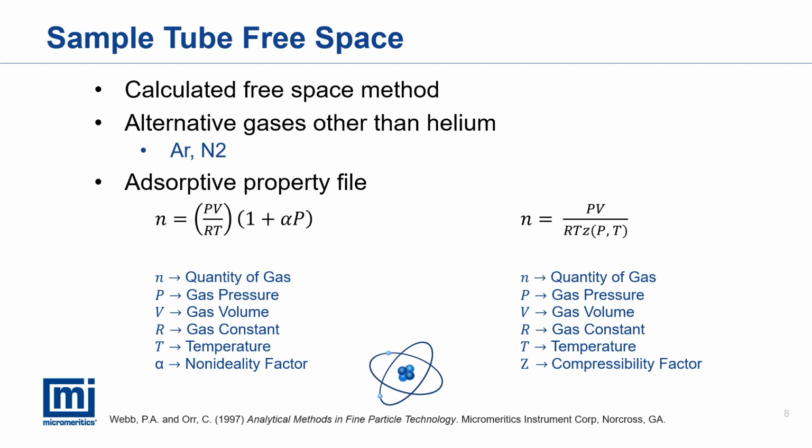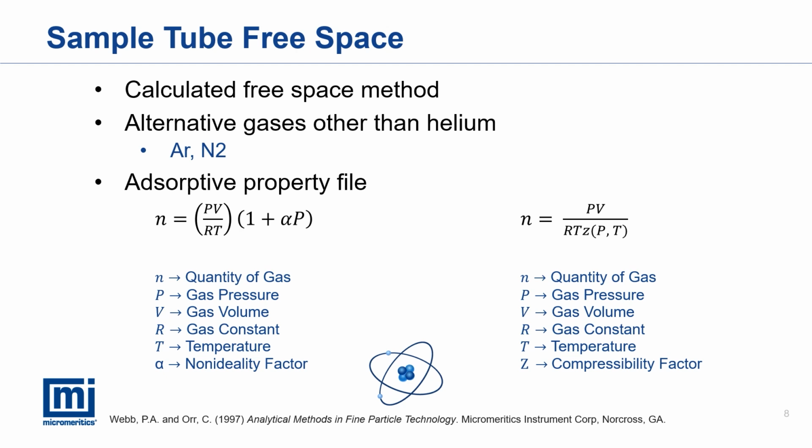With the new feature, the volume of an empty sample tube can be determined using gases other than helium. The default gases offered in the new feature include, but are not limited to, nitrogen and argon. Any gas can be used if its adsorptive properties are known and it does not interact with the sample tube or instrument components. Depending on the specific gas, the TriStar uses the non-ideality factor or compressibility factor to correct for non-ideal gas behavior, while the 3-flex uses the compressibility factor for all gases.